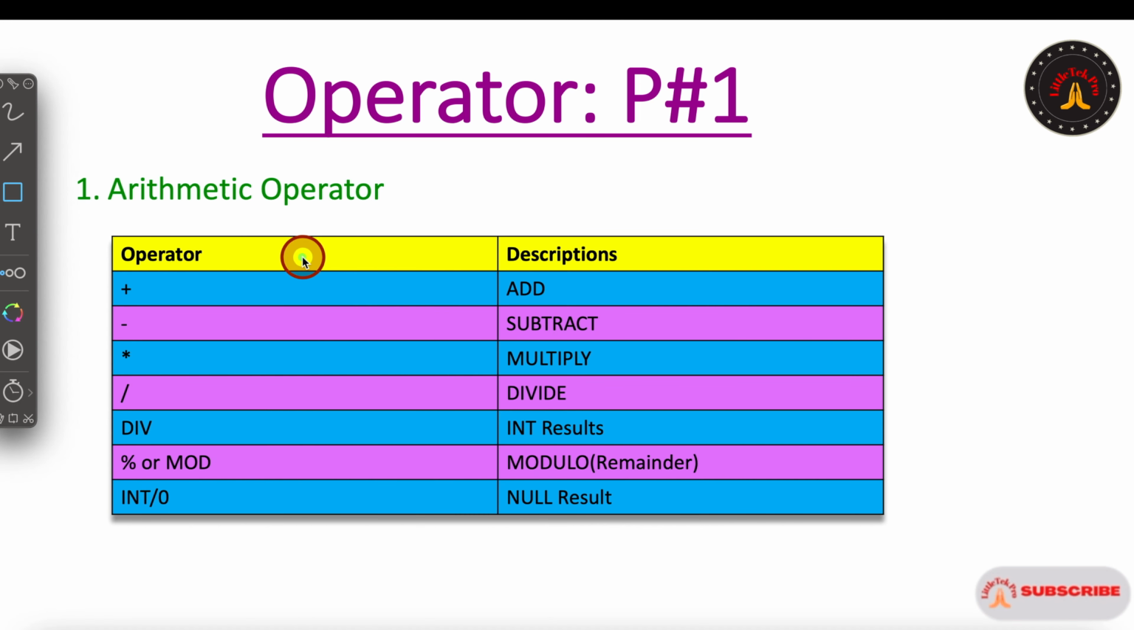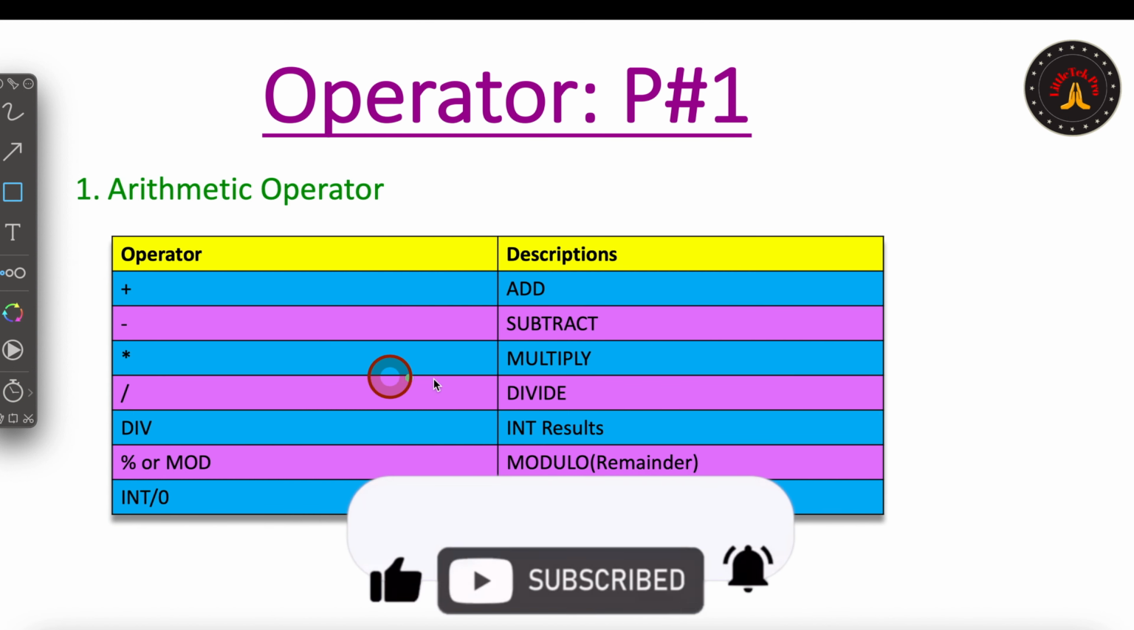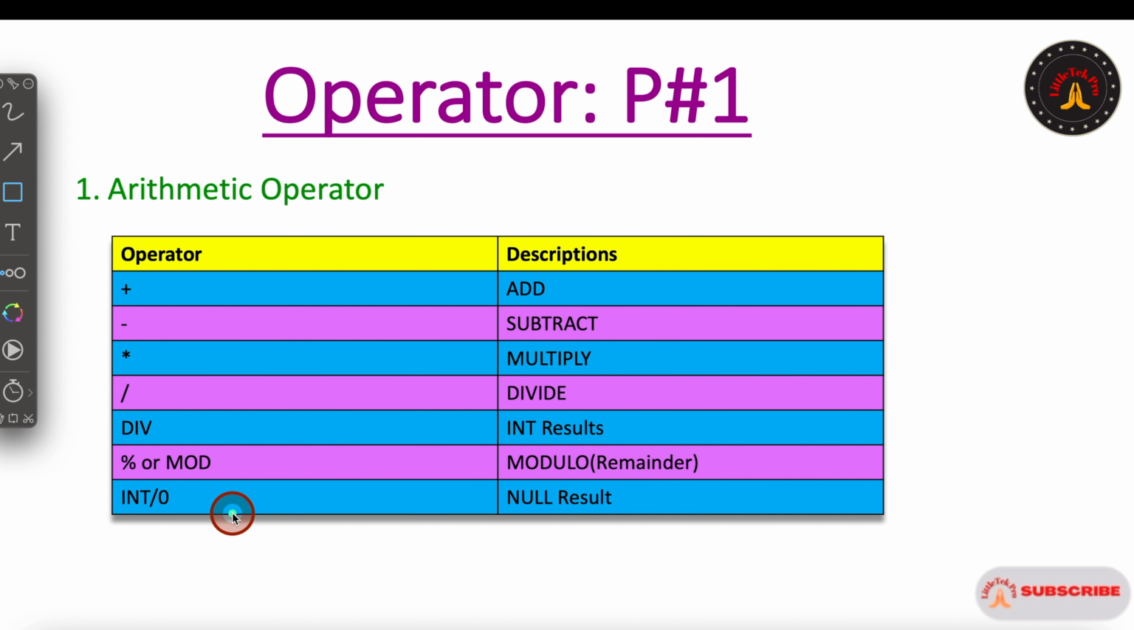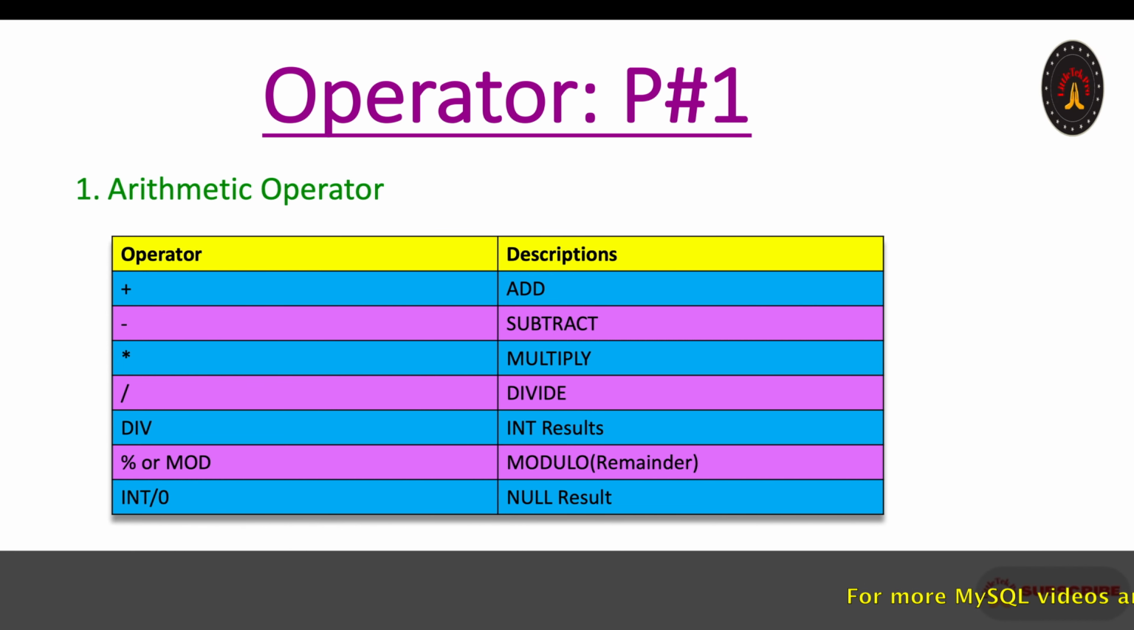So in arithmetic operators, we do have different types of operators and their descriptions here. Like addition, add, subtract, multiply, divide, div, percentage, and any number divided by 0. So let's see practically how it works. Let's go to the MySQL Workbench.